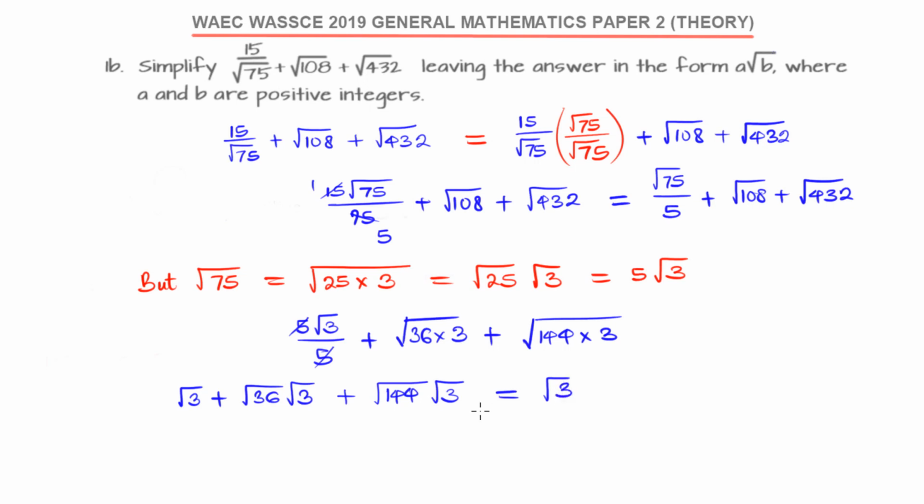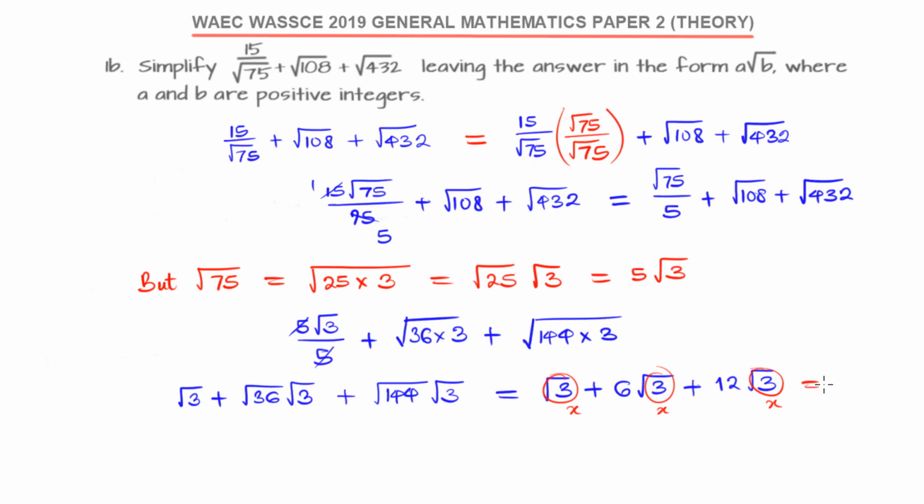Now, that will give us root 3. Square root of 36 is 6, so we have 6 root 3. Then, square root of 144 is 12, so we have 12 root 3. Now, this is just as if we are having, for the root 3, we can take it as just a variable, say x plus 6 root 3 plus 12 root 3.